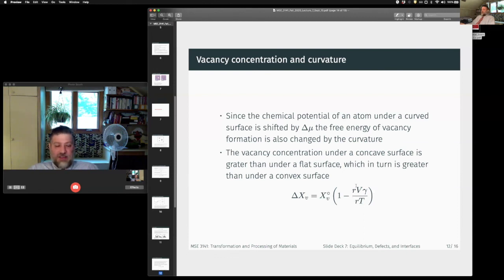Dang it, I got to fix this. There's a typo here. It should not be R. This bottom one should be a capital R, the gas constant, and this is the radius up here.